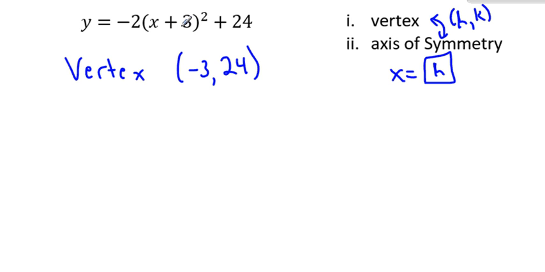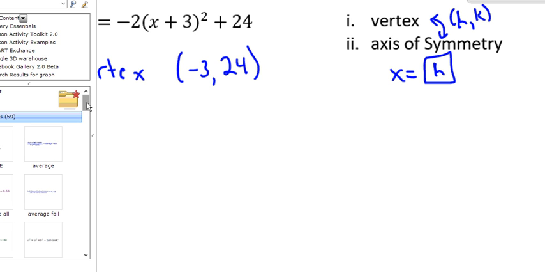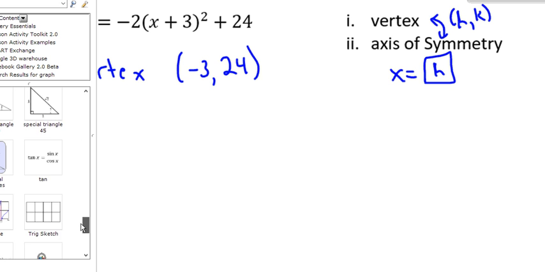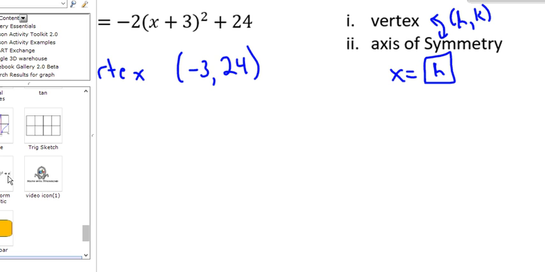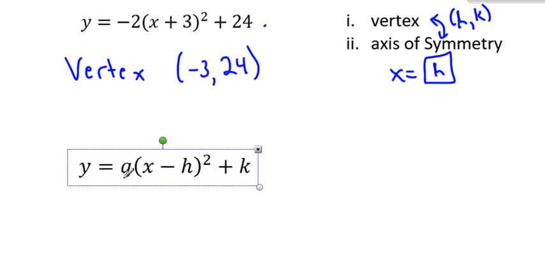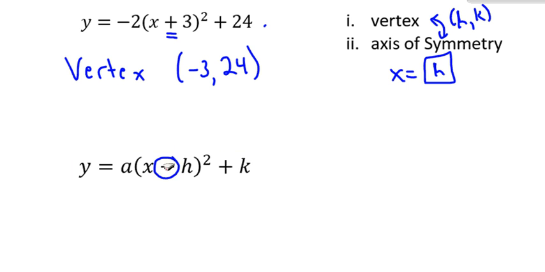So again, why is it -3, not +3? Well, just a reminder that when you have the vertex equation, the reason why this negative sign is here is to remind you that the sign you see within the bracket is the opposite of the sign that you want. So that's a quick memory trick.